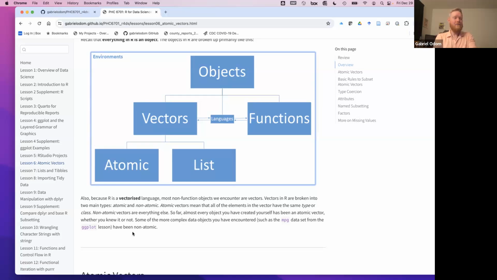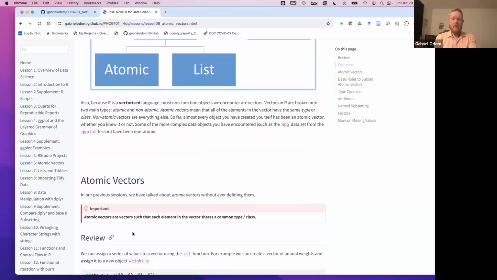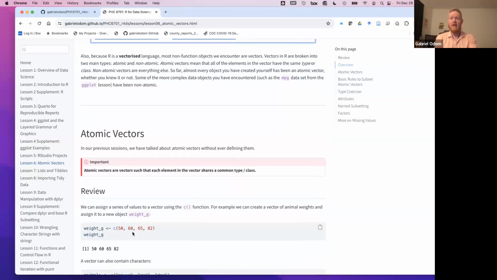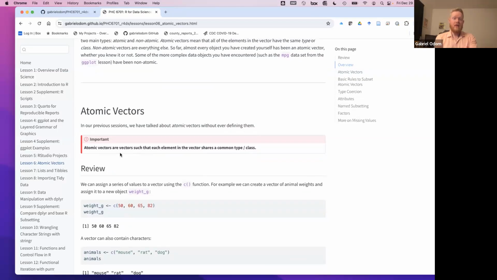So basically almost all of the data that you will ever encounter is a vector of some kind. And that's because R is a vectorized language. R is designed from the ground up to work with vectors, these ordered sets of information. So let's talk about atomic vectors, and let's finally define what an atomic vector is. An atomic vector is a vector, so this is an ordered set of elements, such that each element in the set shares a common type or class.